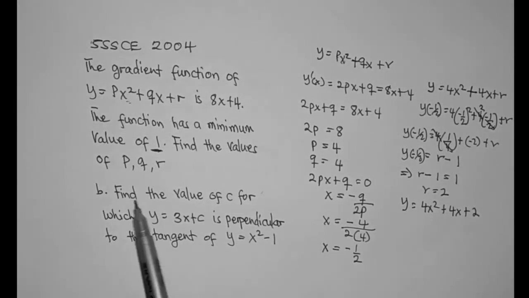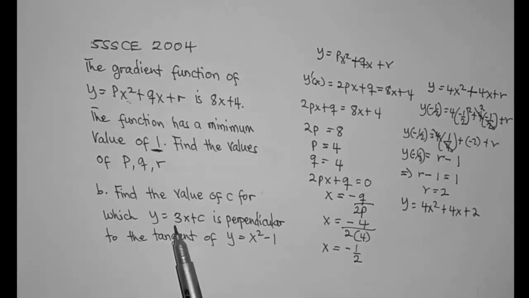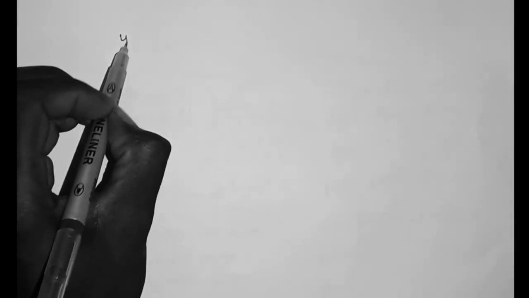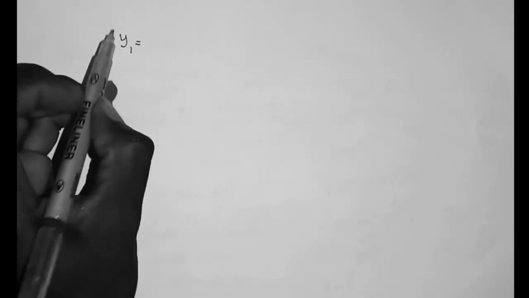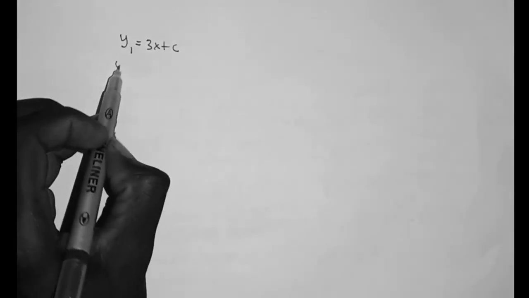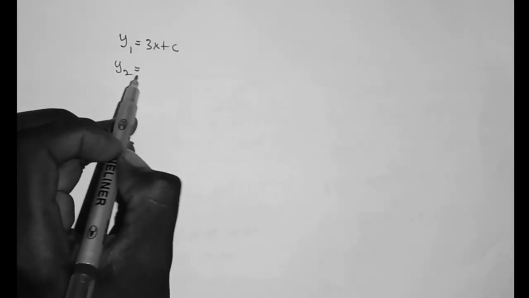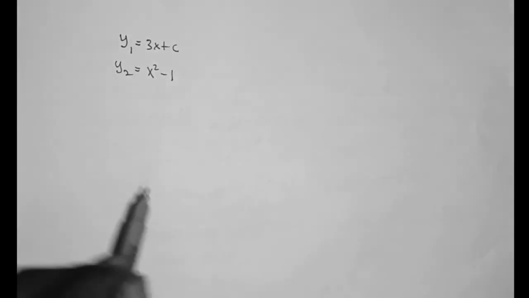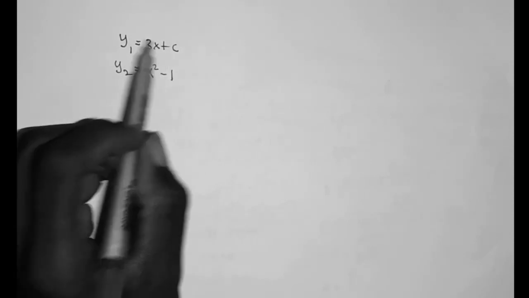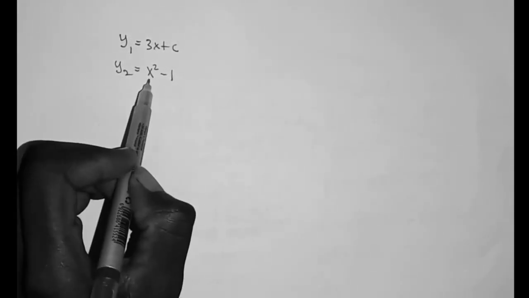Then the second part: find the value of c for which y equals 3x plus c is perpendicular to the tangent of y equals x squared minus 1. So the equations of the line were given. y1 is 3x plus c. Then y2 is equal to x squared minus 1. So he says that we should find this value of c because this line is perpendicular to this.